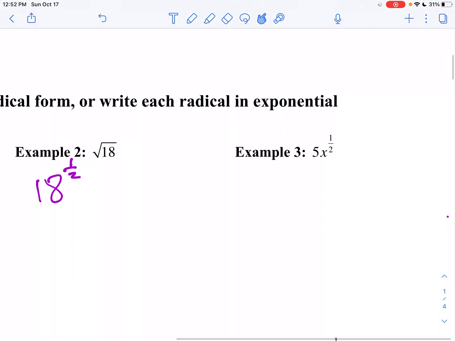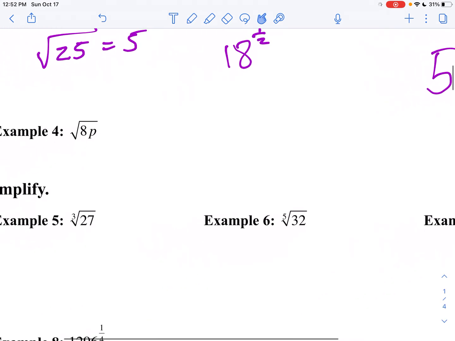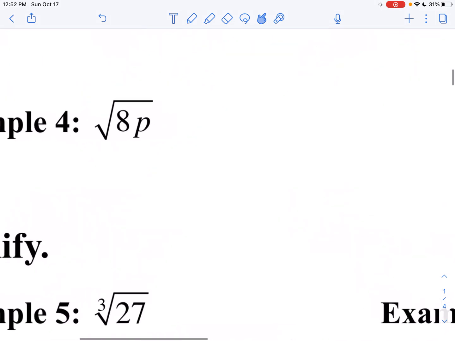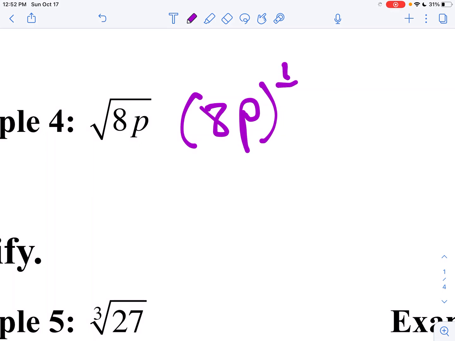On example 3, notice I'm not in parentheses, so I don't do anything with the 5. The 5 stays as 5, so I have 5 times the square root of x. If the 5 was in parentheses, then they both would be inside the radical sign, but in this case, that's not what we have. And then, on example 4, here's what I'm talking about. 8 and p are both inside the radical sign. So I'm going to say 8p to the 1/2 power.